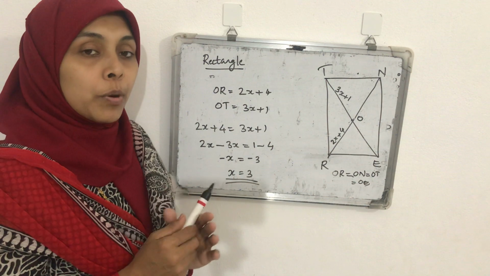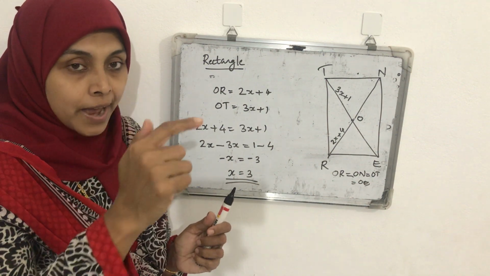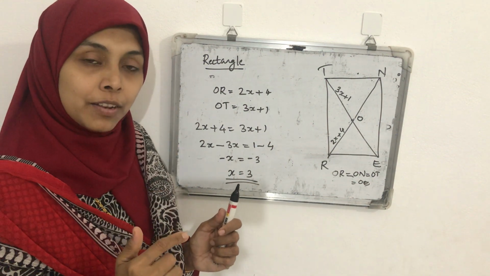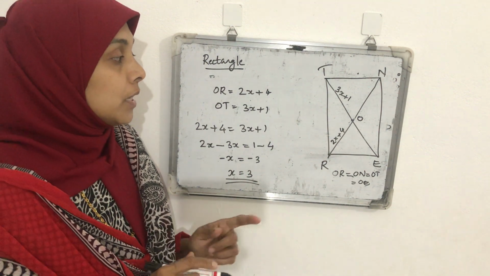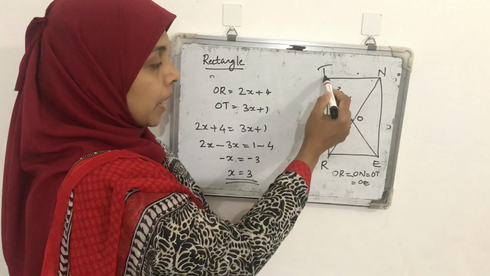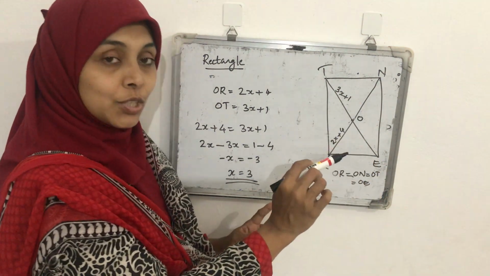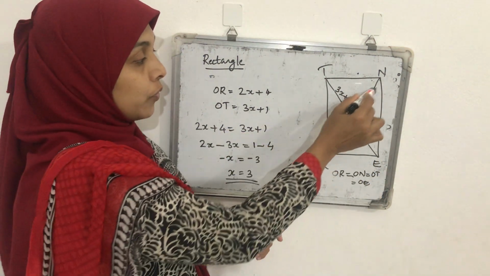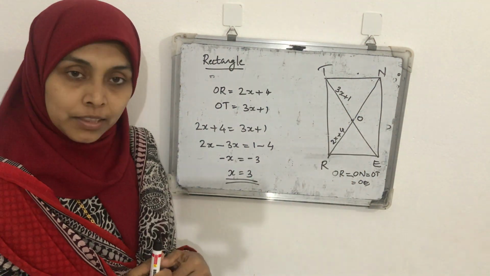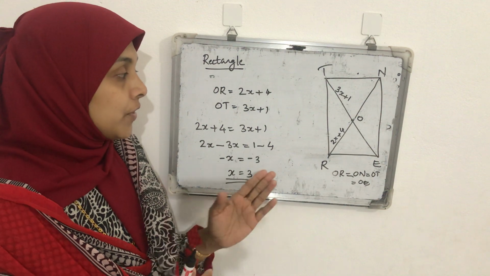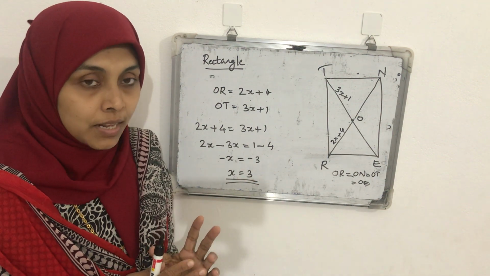Now the second one is the other special parallelogram, the rectangle. What is the property of a rectangle? All 4 angles of a rectangle will be 90 degrees, and one more main property is that the diagonals of a rectangle will be of equal length. Those are the main properties we discussed for the rhombus and rectangle.